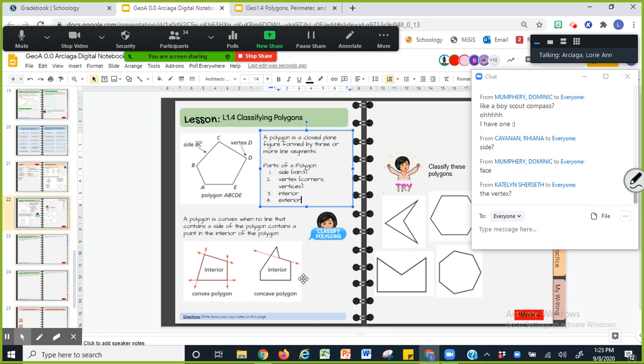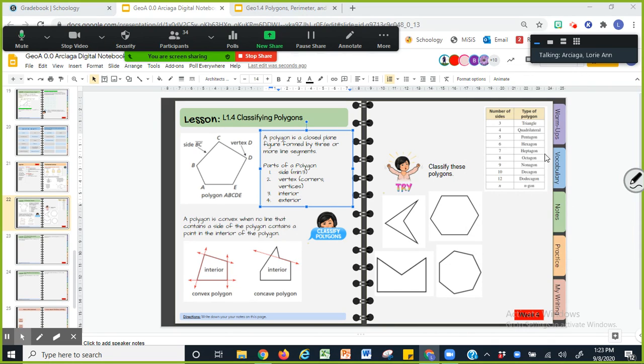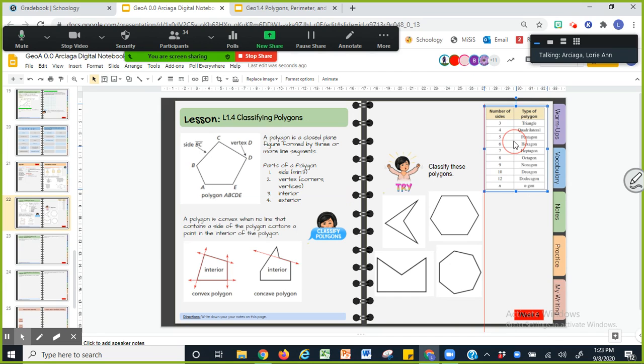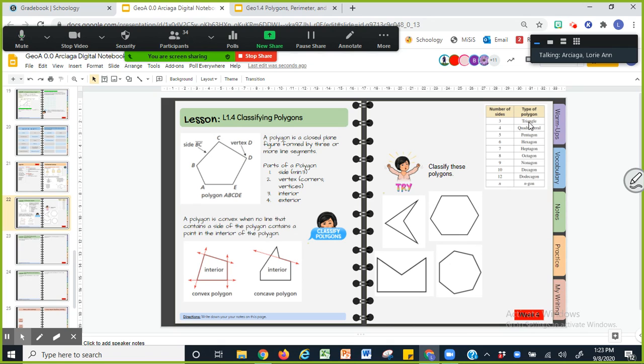Polygons in middle school were classified according to the number of sides. That's the reason why I wrote minimum of three sides over here, because the smallest polygon is actually a triangle. When I say smallest, it has the least number of sides. Polygons are named based on the number of sides they have. Triangle, quadrilateral means four, pentagon is five, and so on.